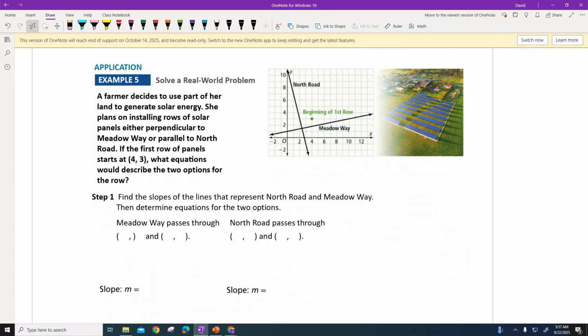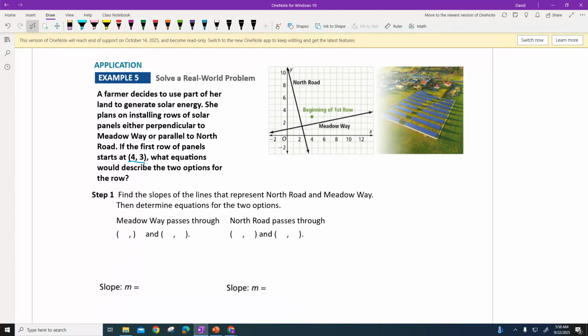All right, this one gets a little confusing, but this is real world stuff, so here we go. This doesn't look like a perfect 90 degrees, so we just got to be careful here. This farmer decides to use part of her land to generate solar energy, installing rows of solar panels perpendicular to Meadow Way. So here's Meadow Way. So he wants it to be perpendicular to that one and parallel to this one. Okay. And they said the panels start right here. Beginning of first row is at 4, 3. Well, that makes sense. There's 4, 3. What equation would describe the two options of the row?